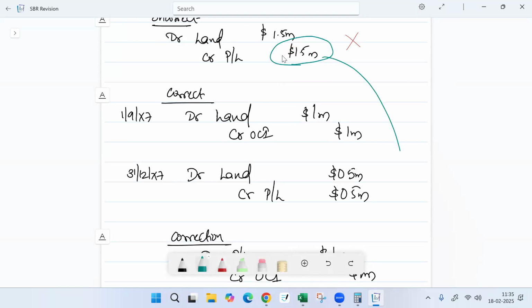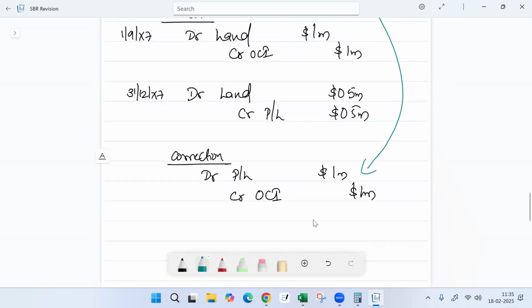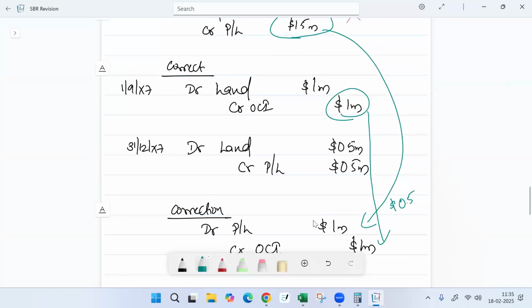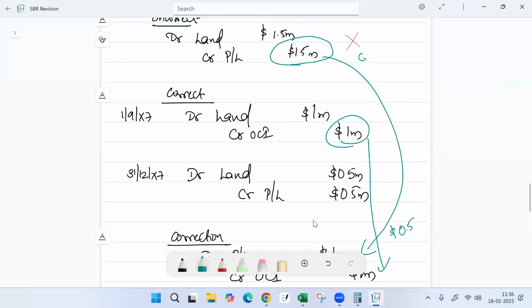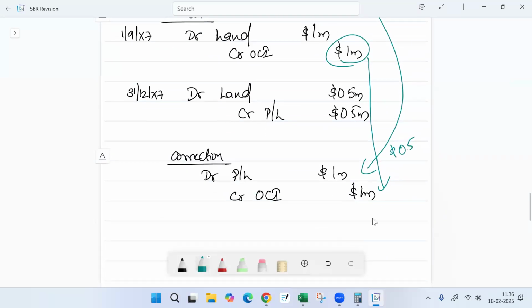So when I'm debiting the P&L by 1 million, what is remaining? Only $0.5 million, correct? And when I'm crediting 1 million, I'm posting this entry. So 0.5 will be remaining in credit as a P&L, correct? And thus 1 million will be credited to OCI. Is this clear? You don't need to write journal entries because that is not tested, but I've just shown this to you for your understanding.